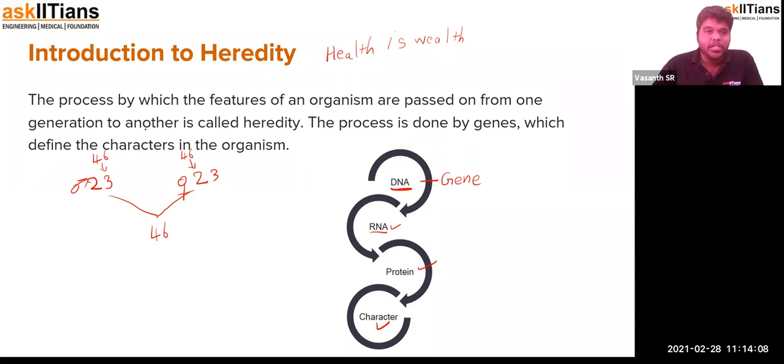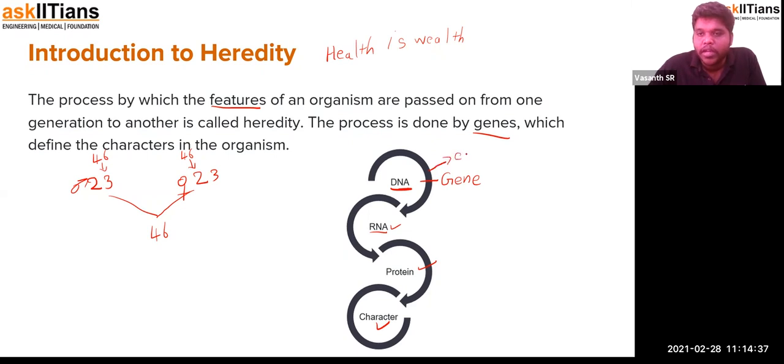So you can see in this feature, what is passed from one generation to another is called characteristics. What is passed? Features of an organism, which means here feature means characteristics. This process happens because of the genes. So what are genes? Genes are the functional part of DNA. What do you mean by functional part of DNA? DNA has both a functional and a non-functional part.